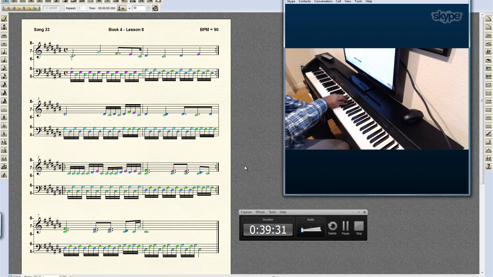4, 3, 2, 1. Yes. Okay, so you just count to 6. 1, 2, 3, 4, 5, 6. That's your 6. Then your 4 is 1, 2, 3, 4. Your 3 is 1, 2, 3. Your 2 is 1, 2. And your 1 is 1. So go 1, 2, 3, 4, 5, 6. 1, 2, 3, 4. 1, 2, 3. 1, 2, 1. Go ahead and count that and play it.